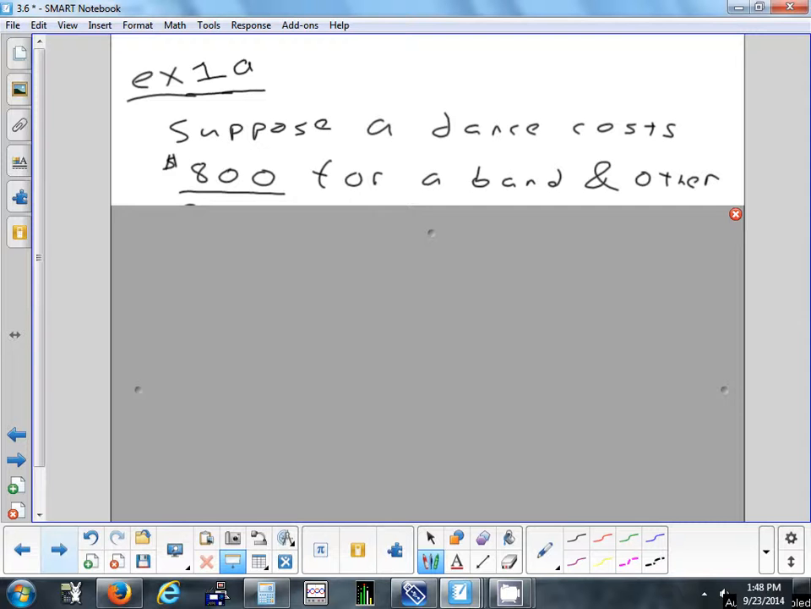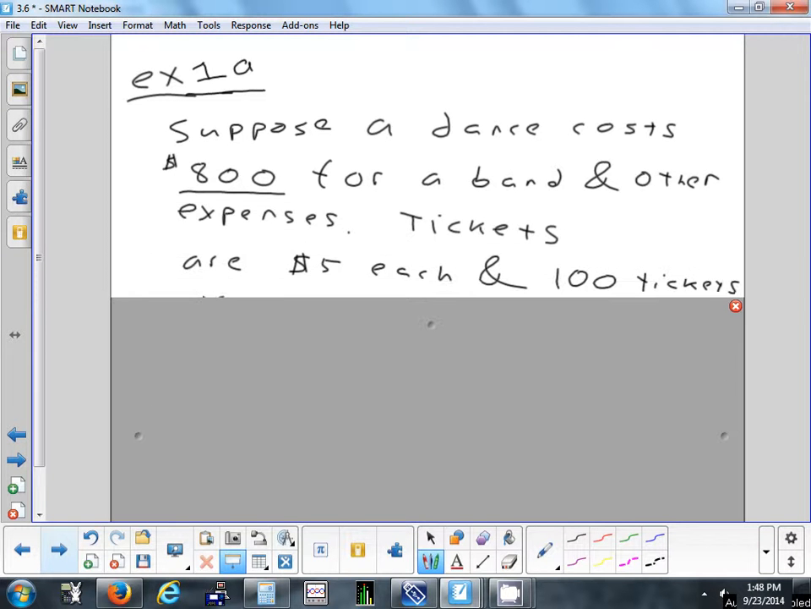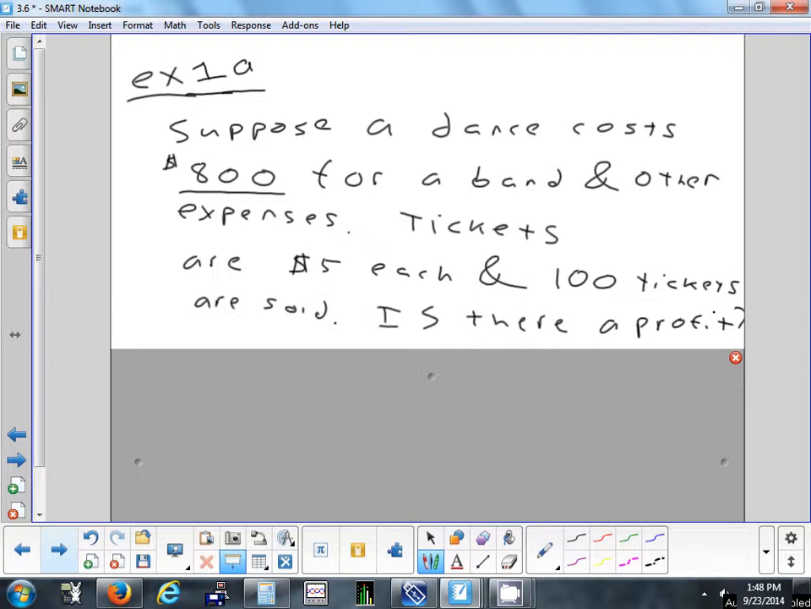So let's start off with an example about a school dance. It says, suppose the dance costs $800 for the band and all the other expenses. Tickets are $5 each to go to the dance. And they sold 100 tickets. The question is, is there a profit? We're going to come up with a formula, and we're going to use that to answer this question, which is pretty straightforward, and a couple others.